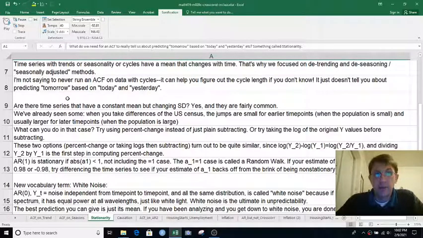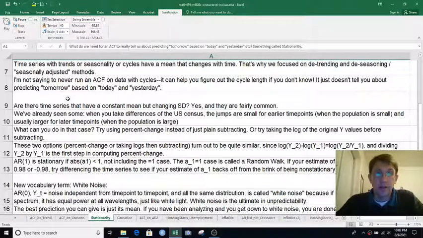So what can you do in that case? Well, you can try using percent change instead of just plain subtracting, or you can try taking the log of the original y values before subtracting. It turns out those two options, percent change or taking logs and subtracting, turn out to be quite similar, since the log of y2 minus log of y1 can be rewritten as log of y2 over y1, and dividing y2 by y1 is the first step in computing percent change.